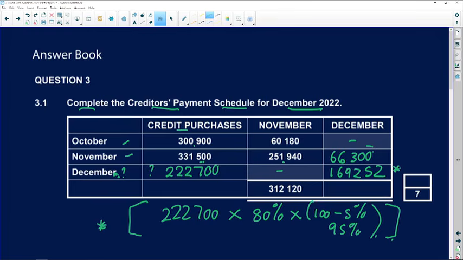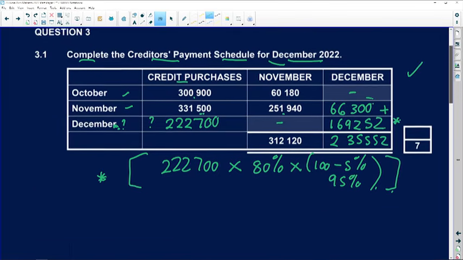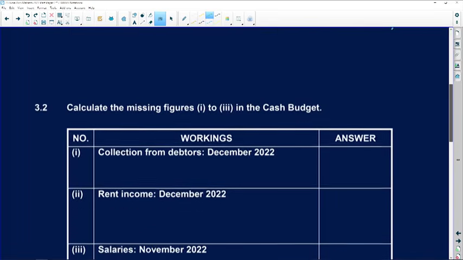Don't forget, the question is asking you what's the total payment to creditors for December. So obviously 66,300 plus 169,252, and my total payment is 235,552 if I just add up those figures. Okay, first question on cash budget completed. Let's now move on to the next question.